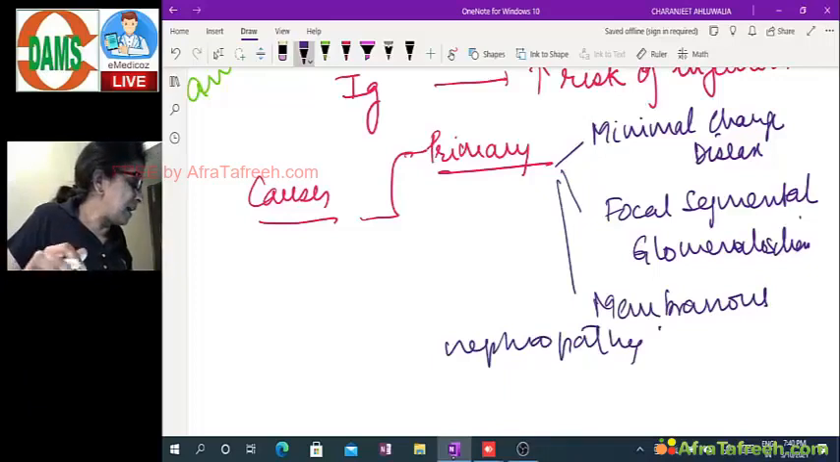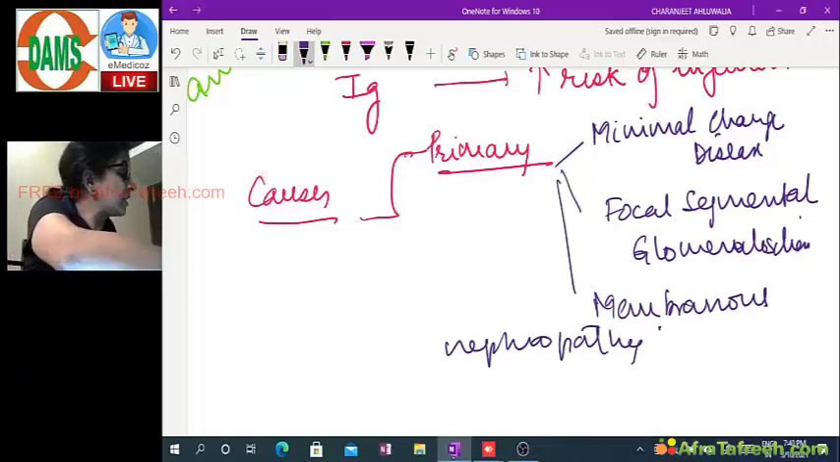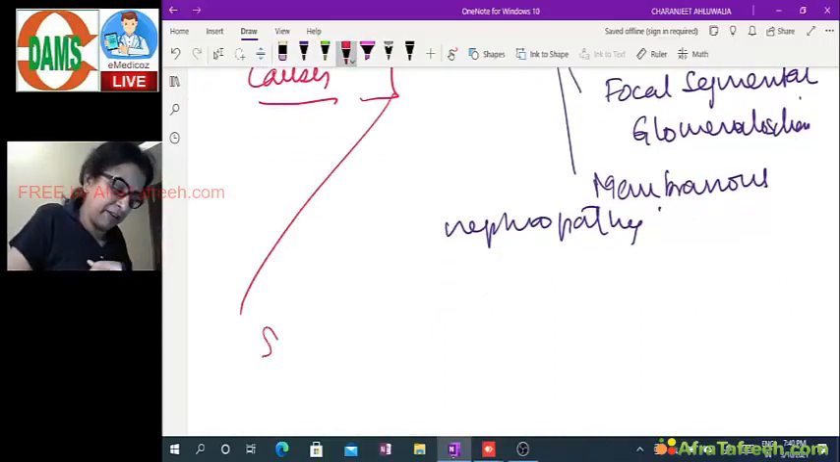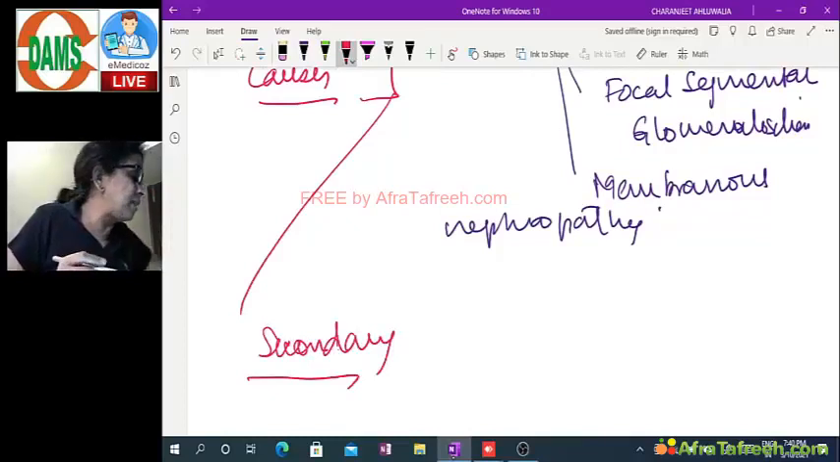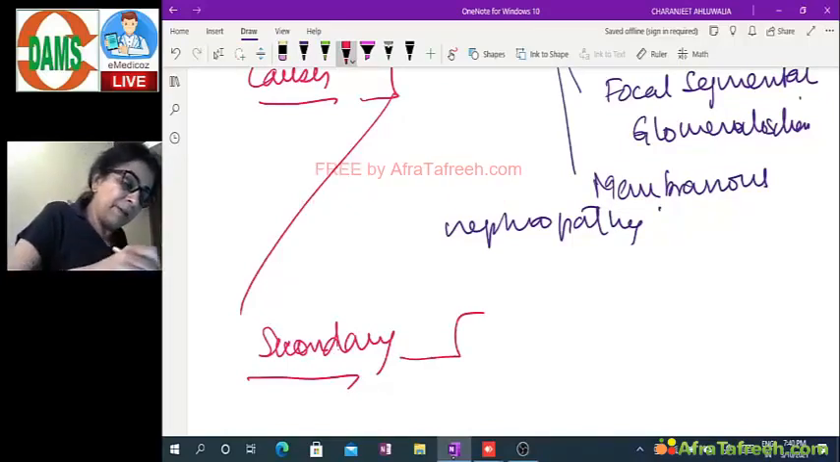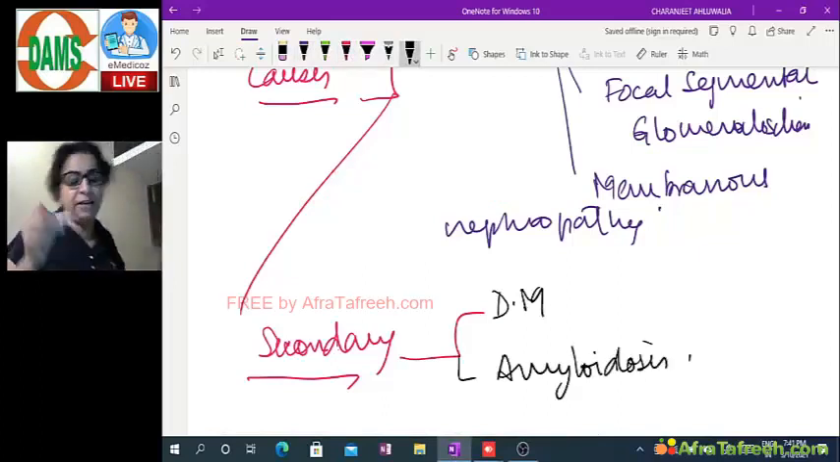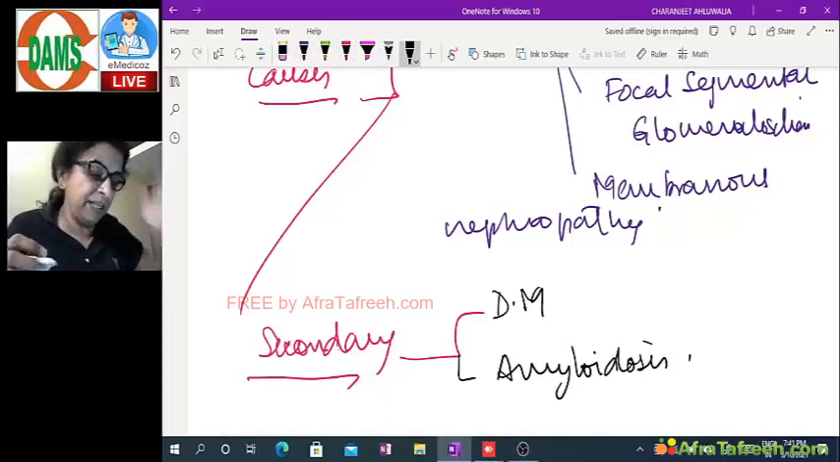Okay, these are primary glomerulonephritis causing nephrotic syndrome. Coming to secondary conditions. Secondary diseases that involve the kidney and produce glomerulonephritis. They damage the podocytes and produce nephrotic syndrome. So the two very important ones are number 1, diabetes mellitus, and second, amyloidosis.